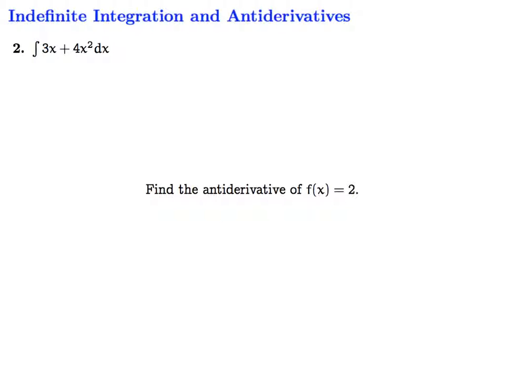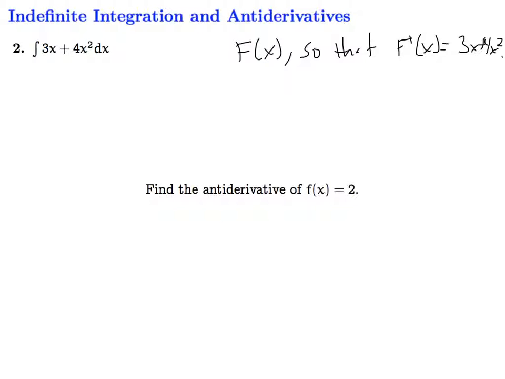So I know we're starting with question number 2. Don't worry about question number 1. It wasn't that impressive. So this question is asking us to find a function whose derivative is 3x plus 4x squared, right? So this is what we want to find. We want to find ourselves a nice little function f of x, so that when we take its derivative, we get 3x plus 4x squared.